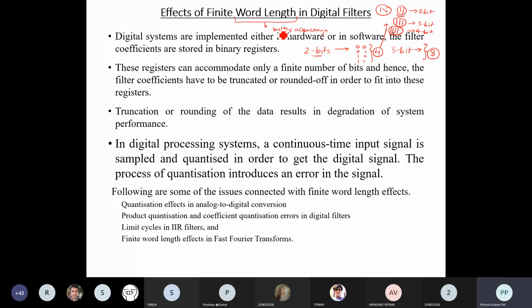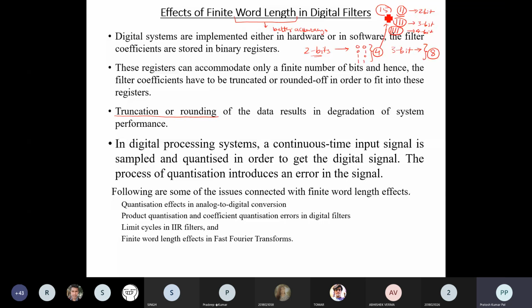So these are the different effects that can affect the performance of our DSP applications or DSP system. These DSP systems have effects like the finite word length effect. And what could these effects be? We will be dealing with these one by one. So basically in this we will see two different effects. One is truncation or rounding.